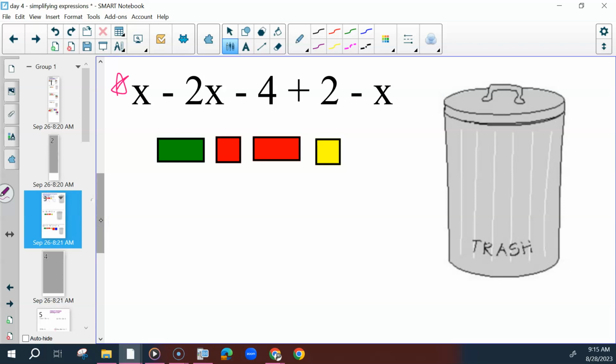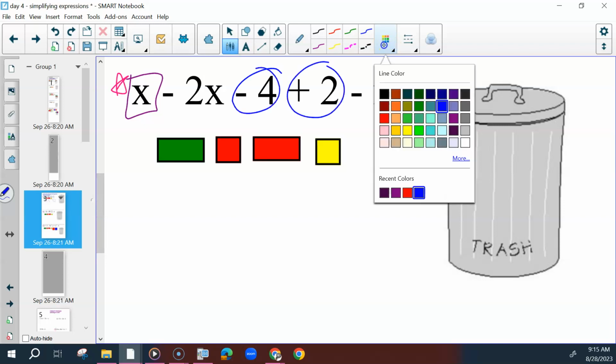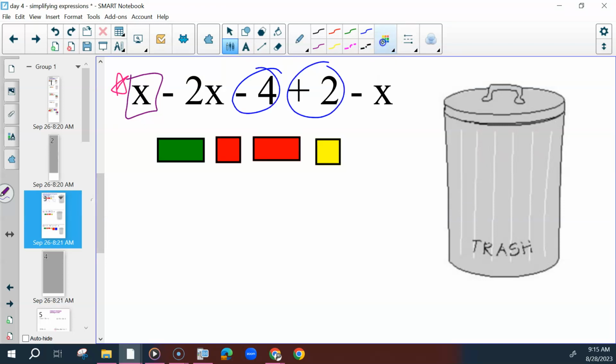So same thing. What are our like terms here? X is one of them. Isaiah, give me another. -4 and 2. Okay, so this is a separate set of like terms. Any other like terms with just x? Negative x. Anything else? Negative x. So all of the x's go together.